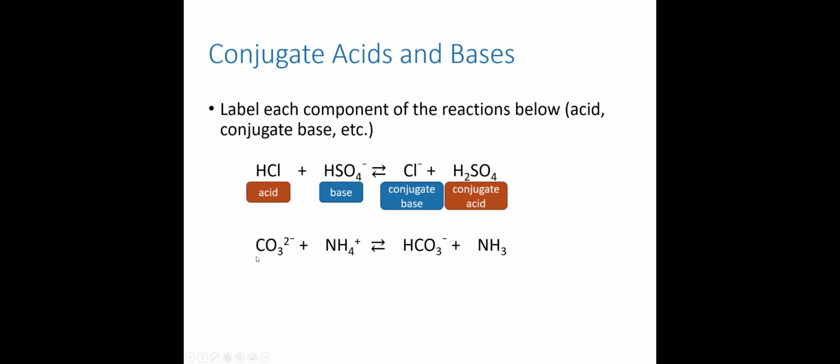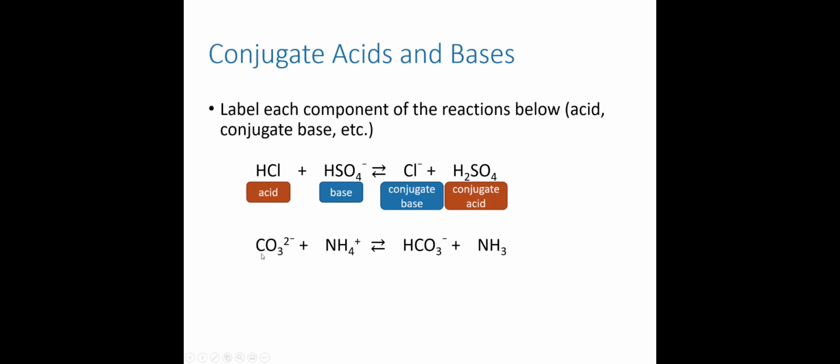All right, if you haven't attempted this question, please pause the video. Assuming you have, let's go ahead and continue here. So here I have carbonate ion plus ammonium ion making bicarbonate ion and ammonia. So let's first find the acid. In this case, the acid has to be ammonium ion because carbonate ion doesn't have any protons on it.